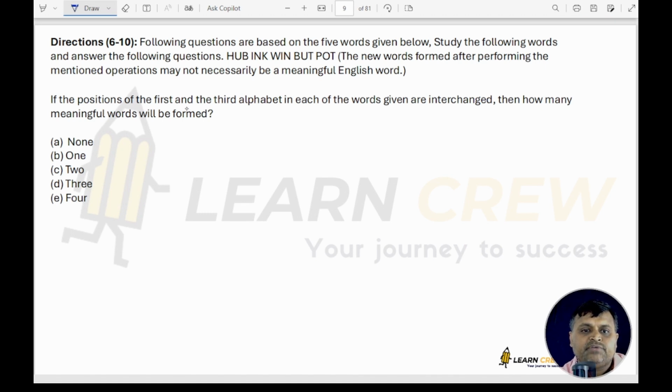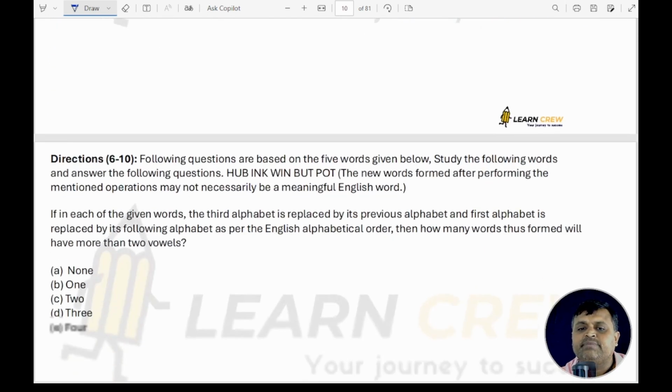If the positions of the first and third alphabet in each of the words are interchanged, then how many meaningful words can be formed? So if you see here, if it is interchanged first and third, you will get BUH. And if it is interchanged, you will get KNI. If it is interchanged, you will get TUB. It is TOP. So these two are meaningful words, TUB and TOP. So there are 2 meaningful words which can be obtained.